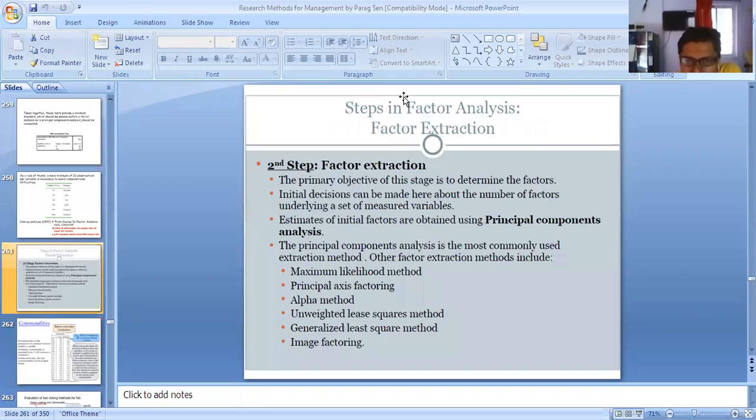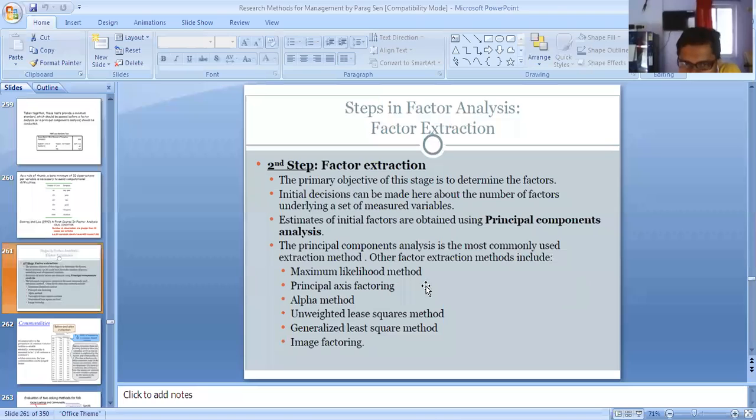So the next step is factor extraction. In this second step of factor extraction, you can use principal component analysis, which is in fact the most commonly used extraction method. But reviewers nowadays are giving objections to this method. If you use the principal axis factoring method, there is a high possibility that no reviewer will give you an objection.